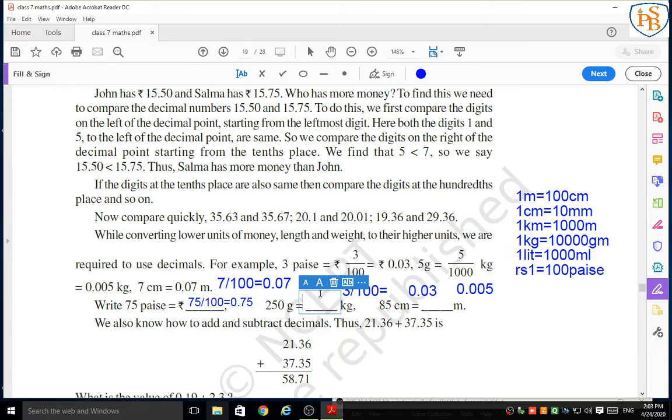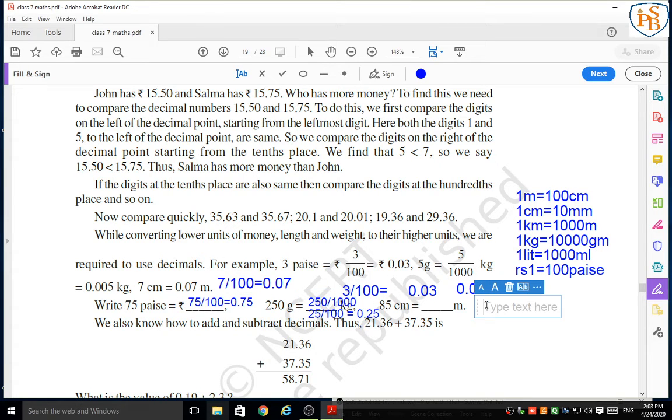Now look at here carefully. 250 gram, that means how many kg? 1 kilogram means 1000 gram. So 250 upon 1000. So my answer will be 0 will cancel, so it remains 25 upon 100. So what will be the decimal? There are two zeros, so 0.25 is the answer.